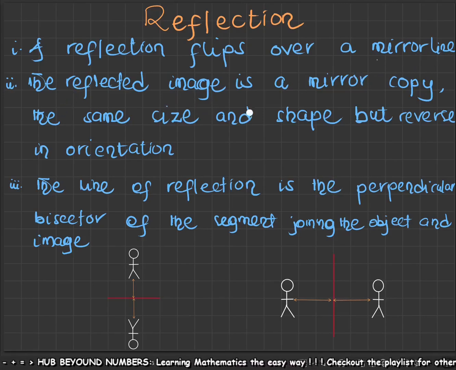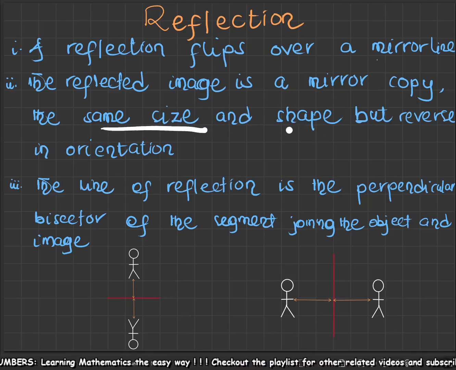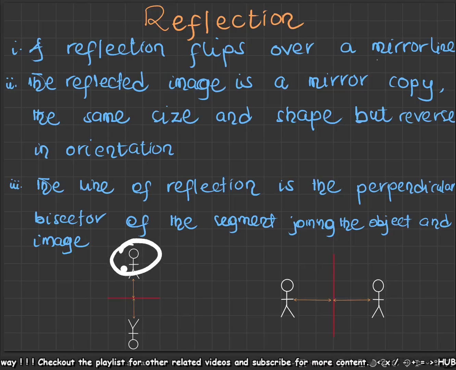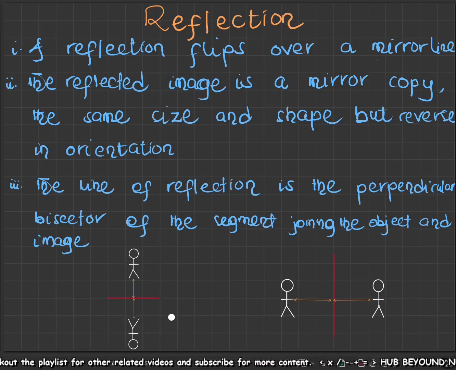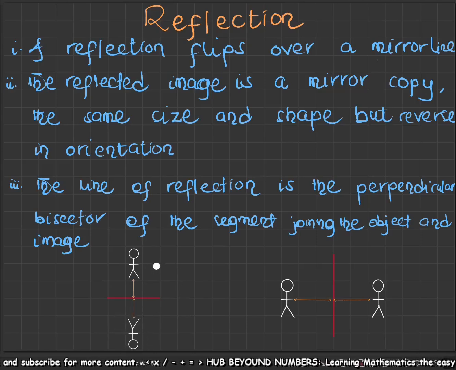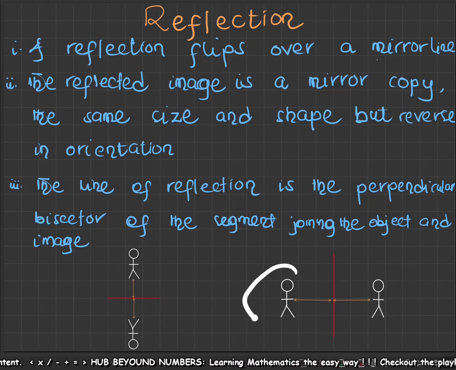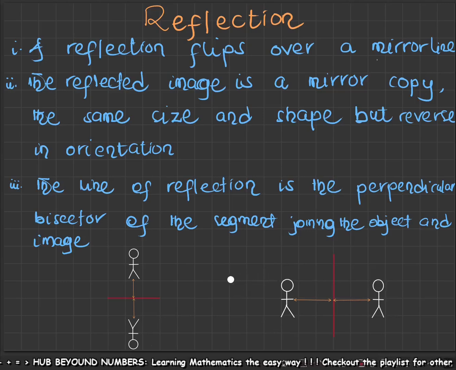The reflected image is the mirror copy of the same size. It has the same size and the same shape, but just reversed in orientation. If this is an object and this is its reflected copy, the size of this image is the same as the size of this object. The same applies here. That is what this is saying. And this line here is what we call the mirror line.